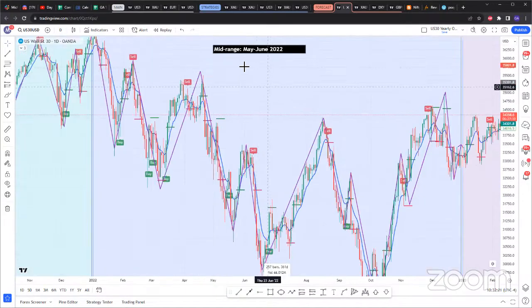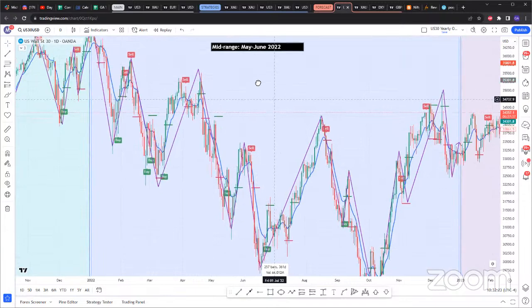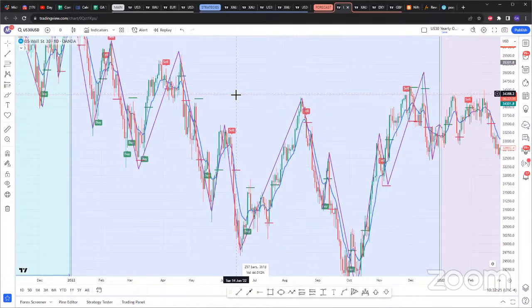We do the same thing here, mid-range, May and June. Last year was May and June. It didn't go all the way to August. If we go May and June here, there's that sell signal in June, and it sold heavily. So if you ask me, for example, about US30 right now, I can't answer the question for gold because I haven't done it.